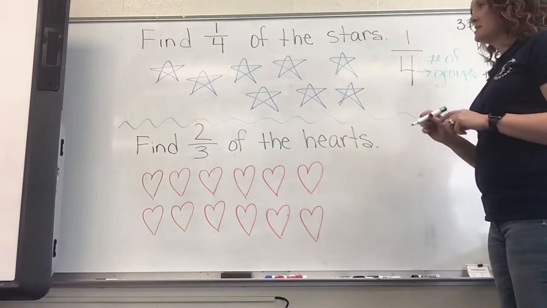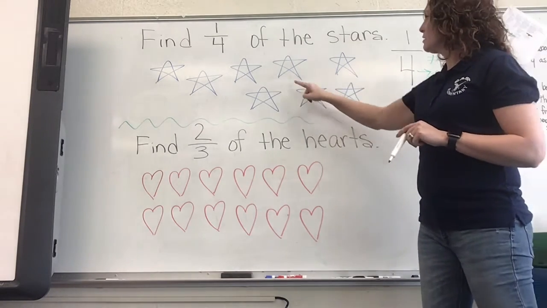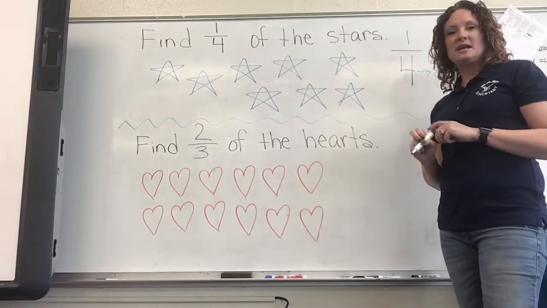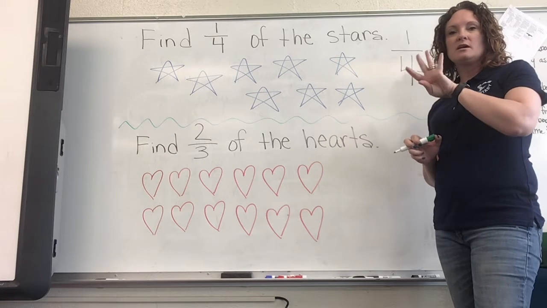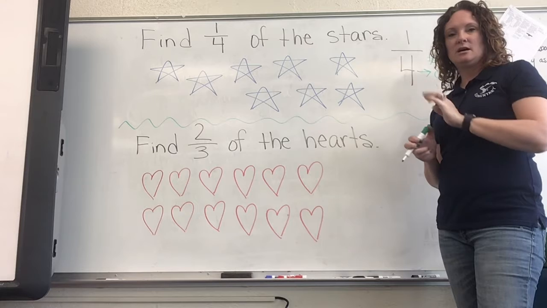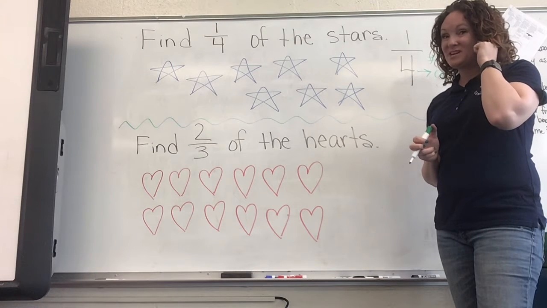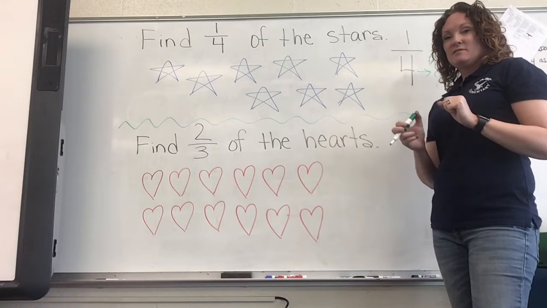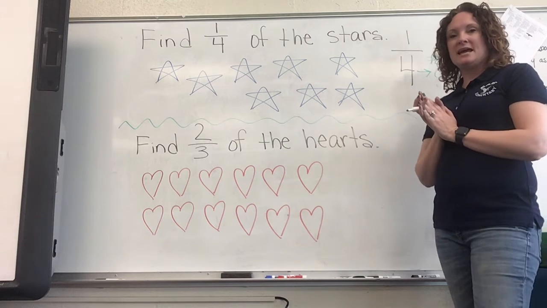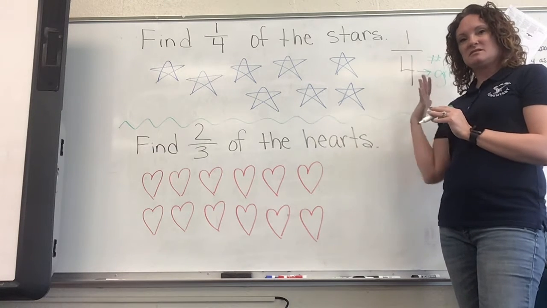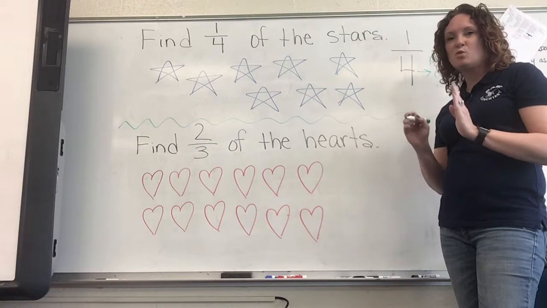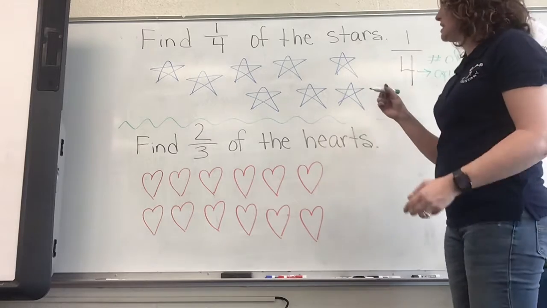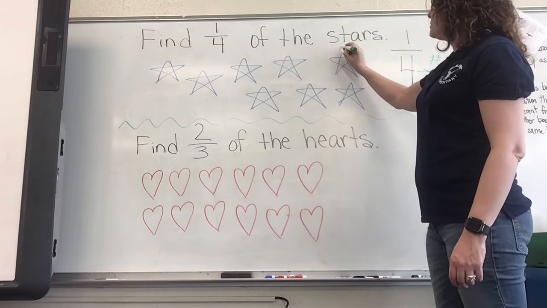Now, let's see, how many stars do we have? 1, 2, 3, 4, 5, 6, 7, 8. I have 8 stars, and I need to put 8 stars into 4 equal groups. What do you guys think? 4 times what is going to get me 8? Because you're kind of doing the opposite here. 4 times what's going to get me 8? 2, right? I think 2. Let's try it. If I get 4 groups, I'll put 2 in each group.